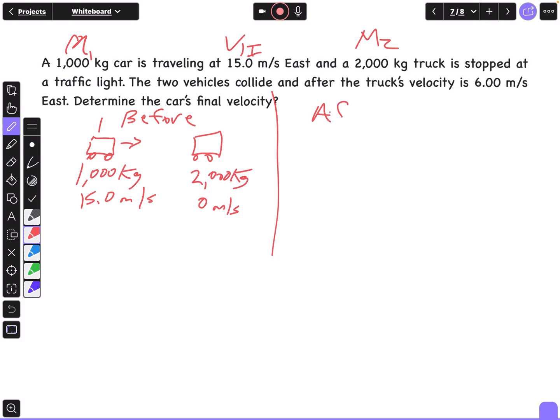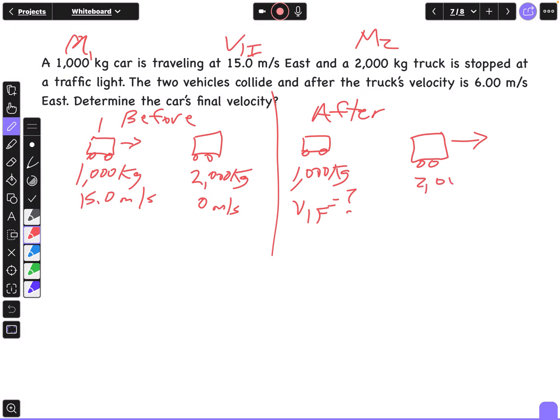After the collision, it says the truck's velocity. We want to determine the car's, which is the first object still, and it weighs 1,000 kilograms. We don't know its velocity, that's what we're looking for. So we're looking for V1F. It's our question mark. But afterwards, our truck, after it collides, is moving east.